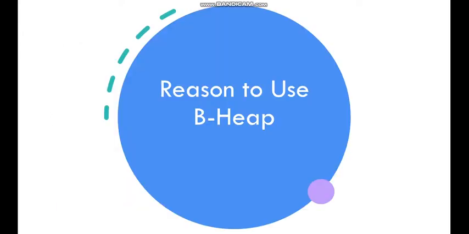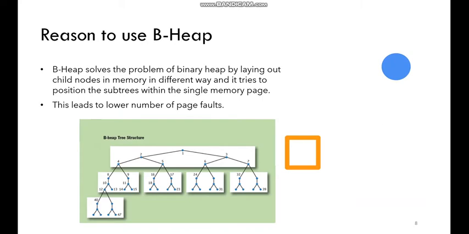Now we were discussing why we should not use binary heap for virtual memory, but after this we will discuss why we should use BHeap in virtual memory. We use BHeap because BHeap solves the problem of binary heap by laying out the child nodes in memory in a different way. It tries to position the subtrees within a single memory page. Therefore, in a single vertical traversal, several of the consecutive nodes will be retrieved from the same page, which leads to a lower number of page faults.